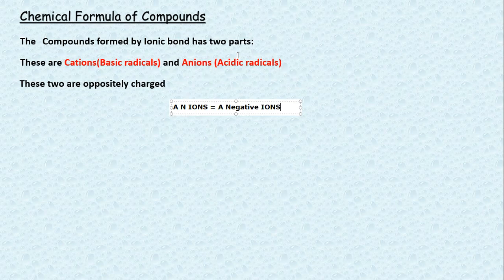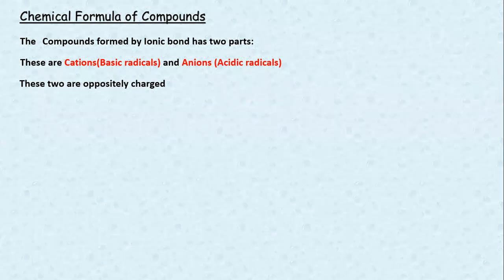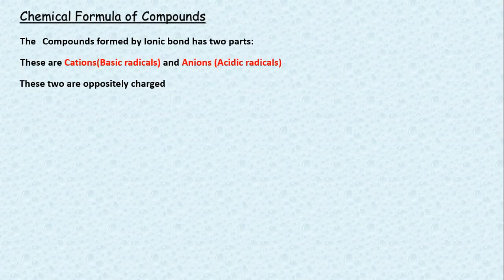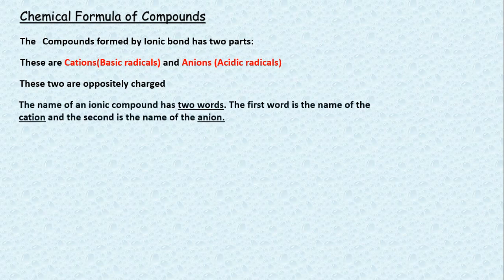Now students, as they are opposite in charges, they will attract each other, and that is why they form an ionic bond. A bond between two oppositely charged ions is called an ionic bond. And the compound made because of this ionic bond is called an ionic compound.